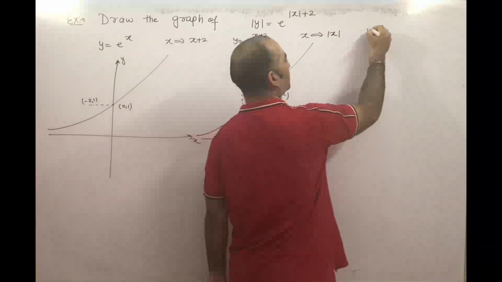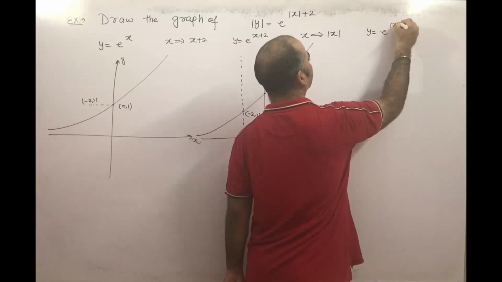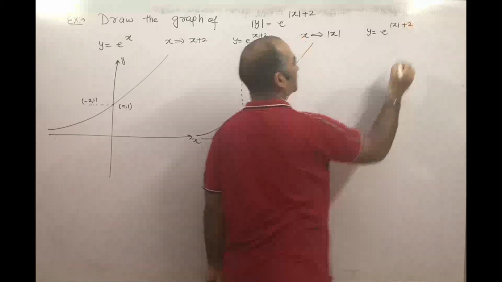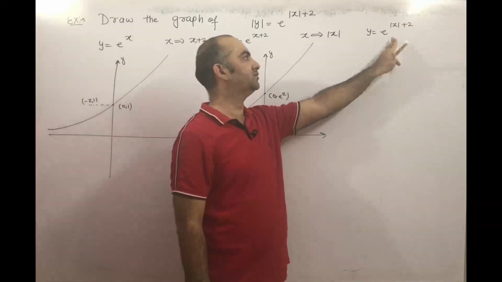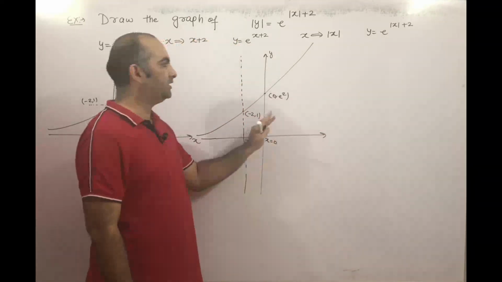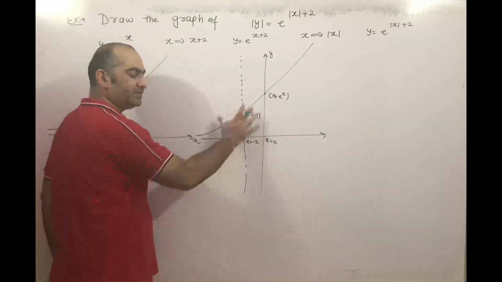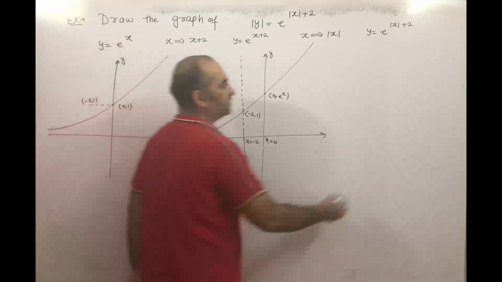Then what will come here? y equals e power modulus of x plus 2. So from here, in this one, we have to replace x with modulus x, then we will get this one. So in the graph, what you will do? We will remove the left-hand side of the y-axis graph.